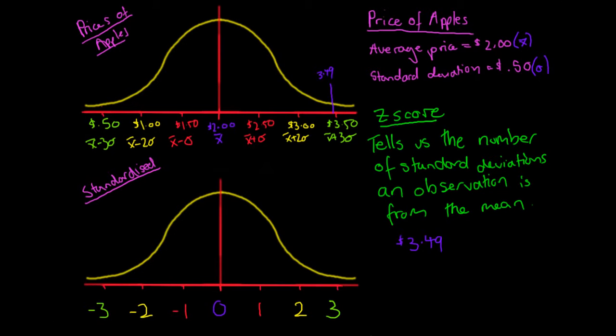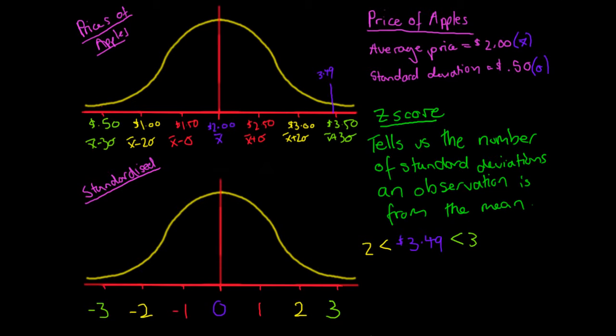But that's not quite 3 standard deviations away, so we know it's less than 3, which I'll denote with this less than 3. But it's also going to be more than 2 standard deviations, because it's somewhere in between. So it's going to be more than 2 and less than 3 standard deviations away, but we're not quite sure. So we use this method to standardize or find a z-score. And I'm going to show you how to do that just now.